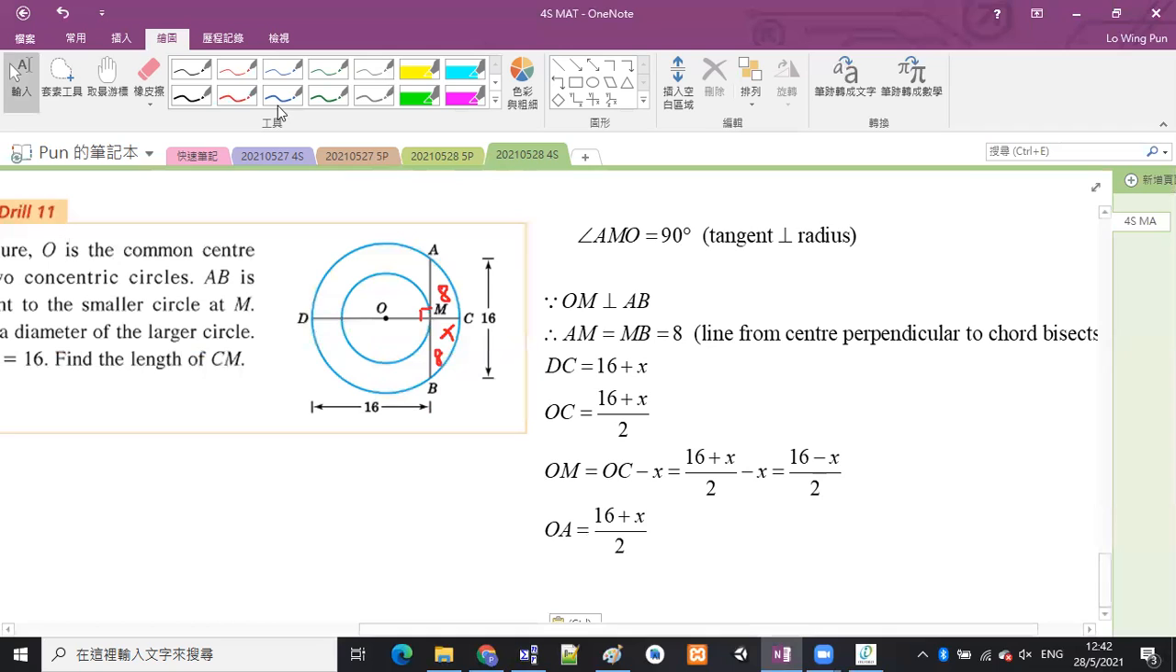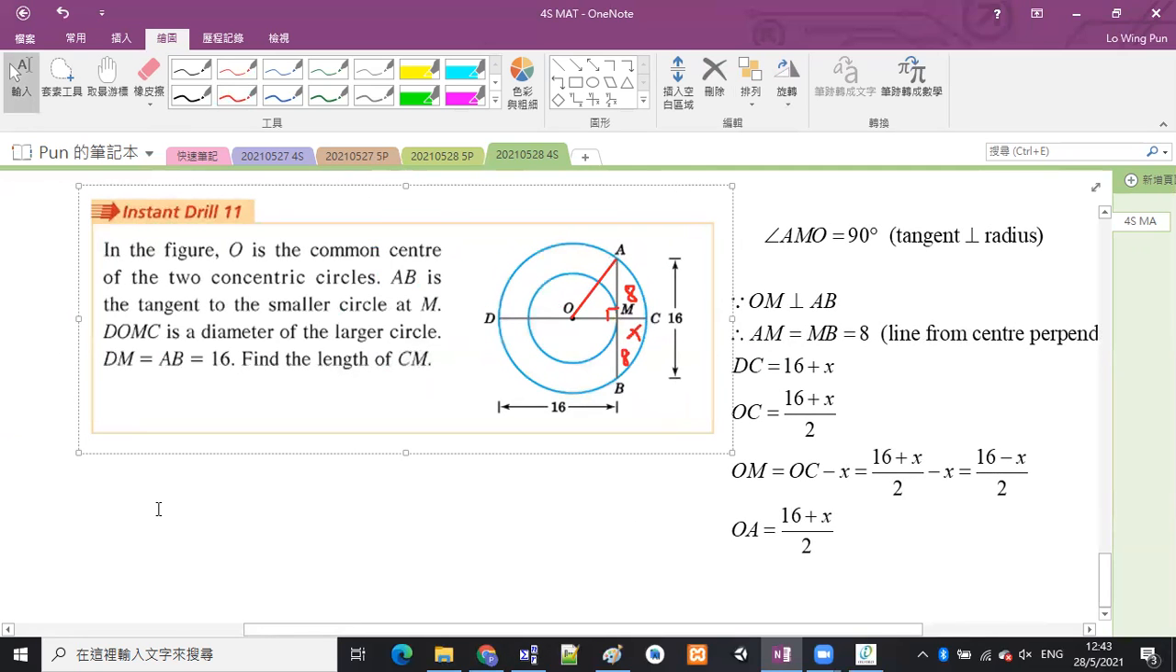When I have joined OA, can you see that I have got a right angle triangle here? Triangle OAM. OA is this one, and AM is equal to 8. OM is equal to this, 16 minus X over 2. So I've got all the information in this triangle, so I can use Pythagoras Theorem to set up an equation to solve for X.